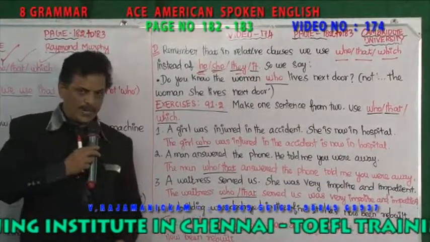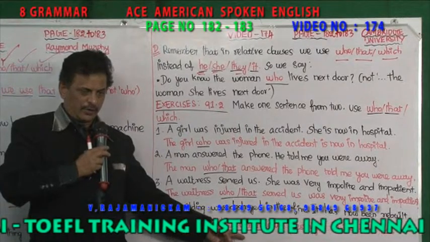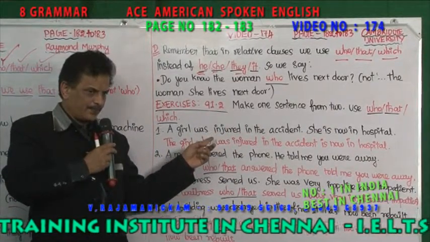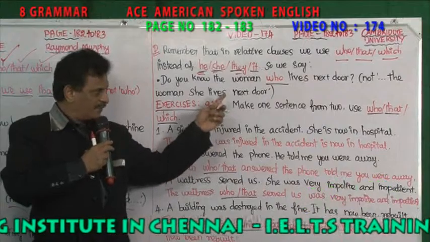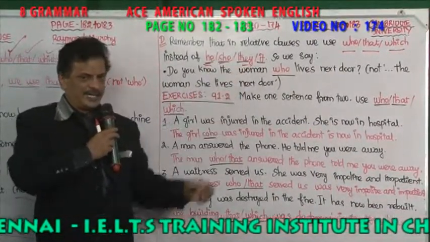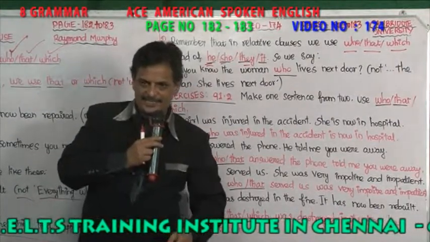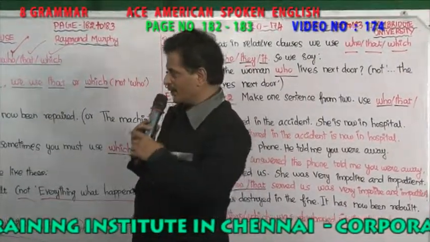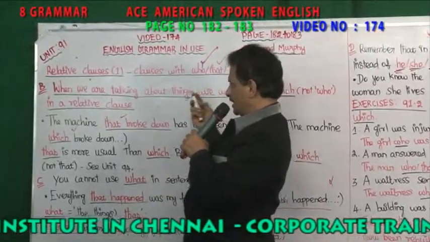Able to understand? For things you can use that and which. For human beings you can use that or who. Who stands for singular he, she, it or they. That stands for it and which stands for it. You got it? So dear friends, what you are able to understand: relative clauses.